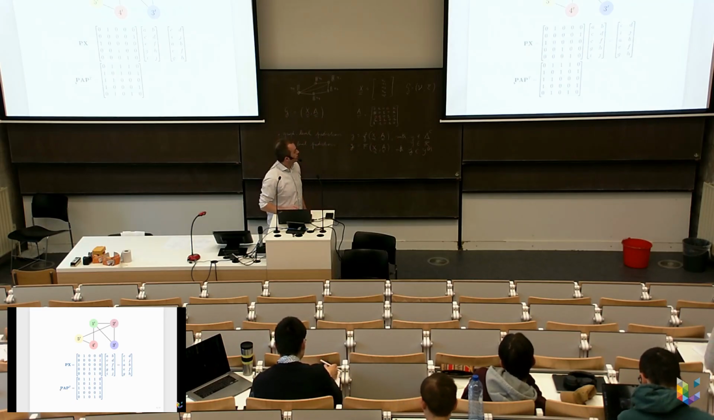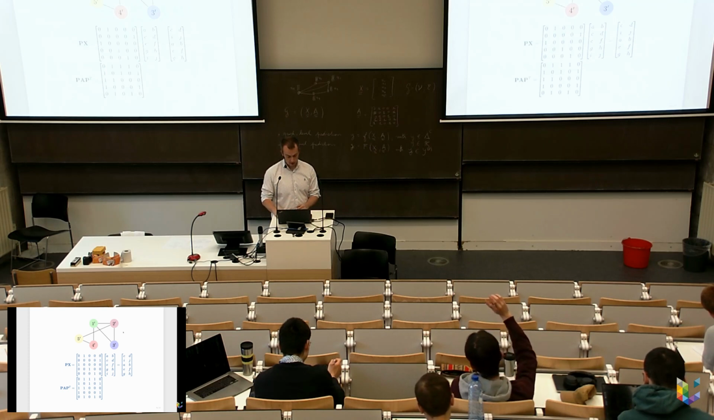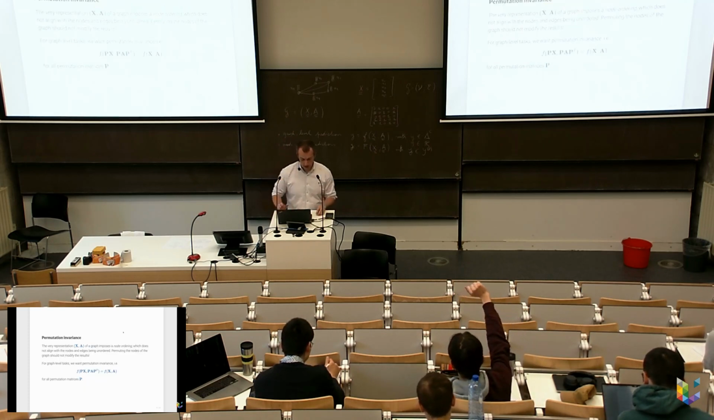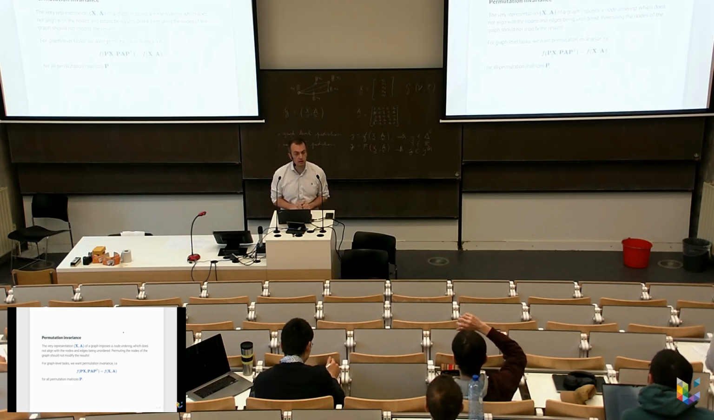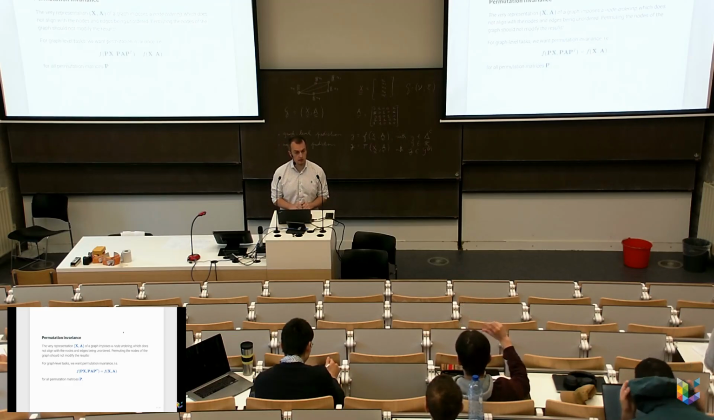Okay, but you agree that at the end, even though we have permuted the nodes, the graph itself is still the same. It still represents the same thing. And so one thing that we will require is what we call permutation invariance. Yes? In order to have the same graph after a permutation, we will have to apply the permutation on both X and A, not only on X or not only on A.